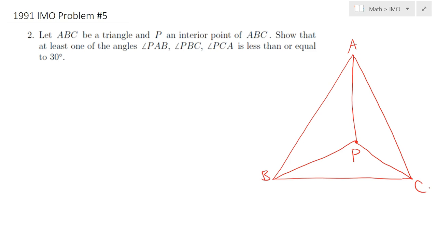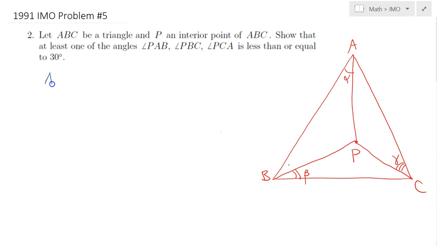And at least one of the angles, PAB, this one, PBC, that, and PCA, at least one of these angles is less than or equal to 30 degrees. Show that. To begin with, let's label this angle as alpha, this one as beta, and this one as gamma.